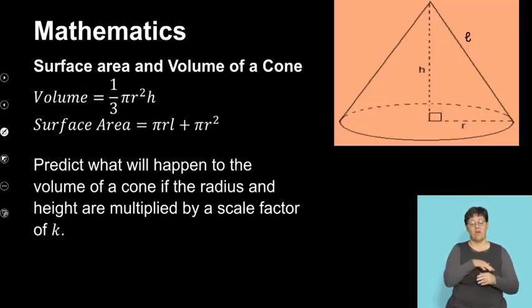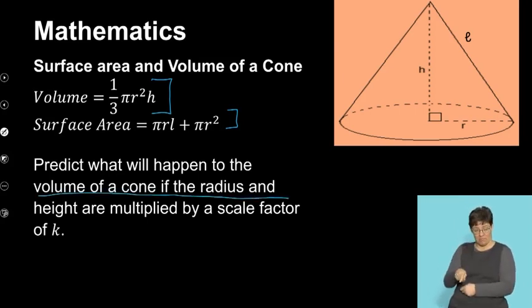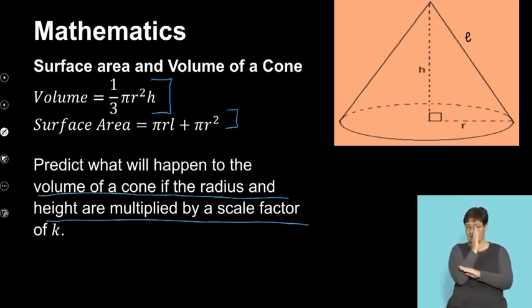The surface area and volume of a cone. So initially I'm just going to remind you of the formulas. The volume of a cone is 1/3 pi r squared times height, and the surface area of a cone is pi r length plus pi r squared. So we are now going to predict what happens to the volume of the cone if the radius and the height are multiplied by a scale factor of k.